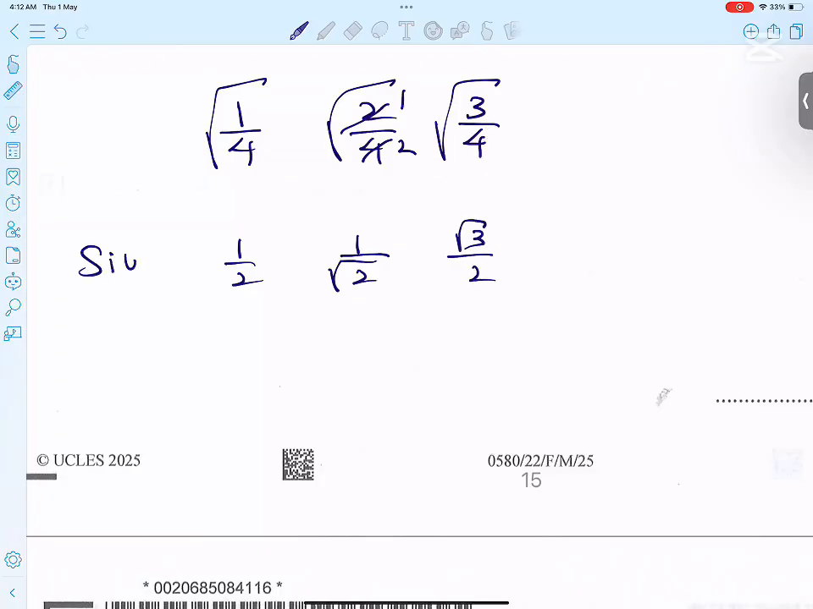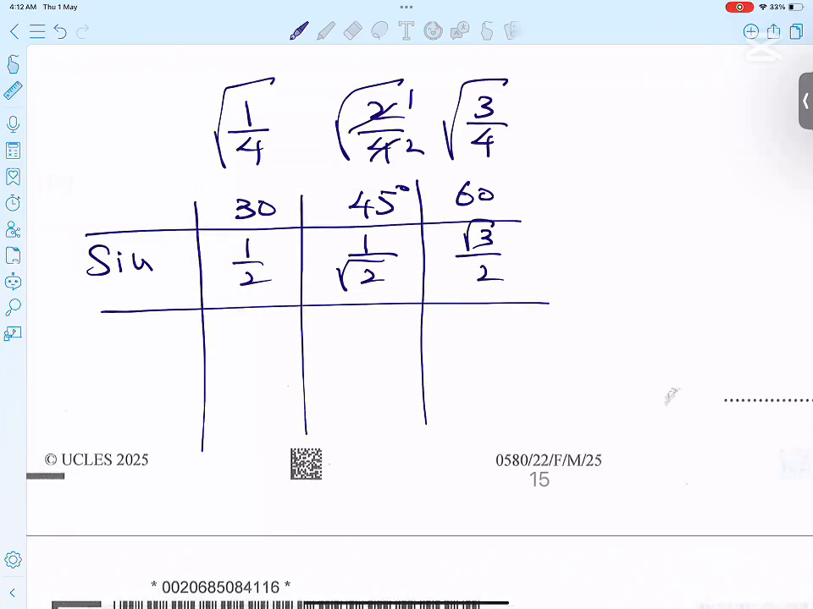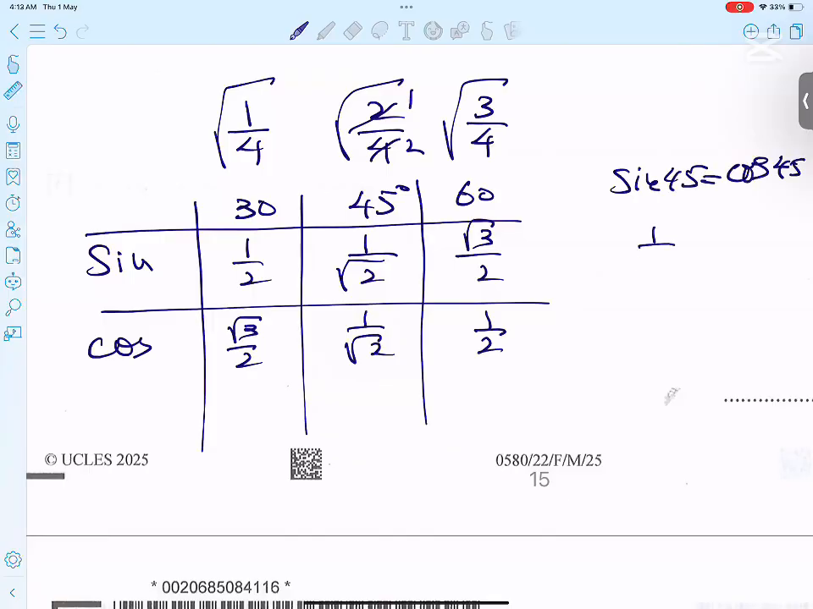So actually, these are the sine values. The first number is 30, second 45, third 60. So these values you have to memorize. Now what about cos? This value will come here, this value will go here. So root 3 over 2, and this half. And this value will be copy-pasted. I mean, what is sin 45 and cos 45? They are exactly the same. You write 1 over root 2 or you write root 2 over 2. Both are the same in the calculator. So these values you have to memorize at minimum.